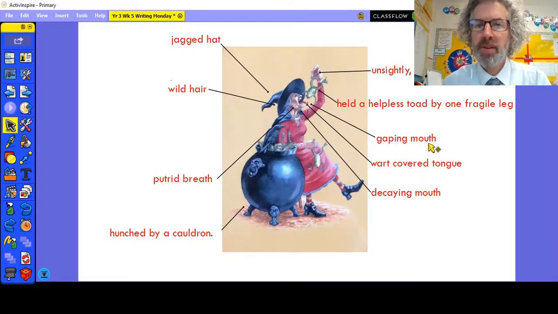Her mouth, which is gaping. So the adjective gaping to describe the mouth, a gaping mouth. We've got a tongue, and that is wart-covered, a wart-covered tongue. Sounds hideous, doesn't it? And another way of describing the mouth is a decaying mouth. So M.P. Robertson's used all these sorts of phrases to describe one of the other characters.